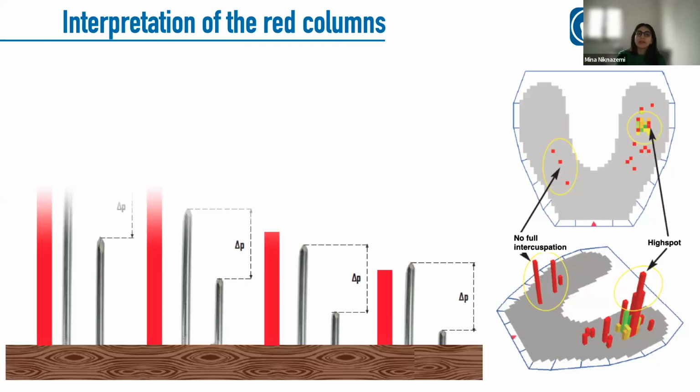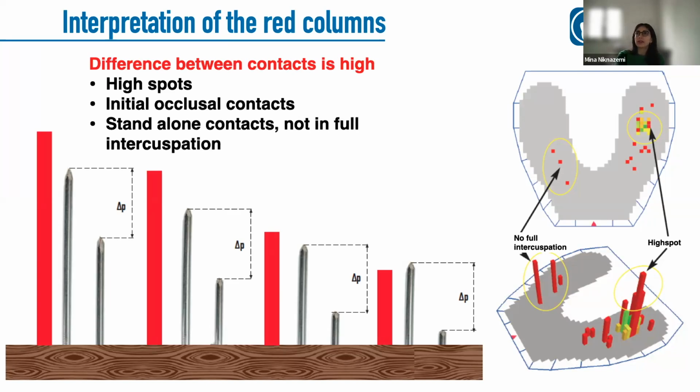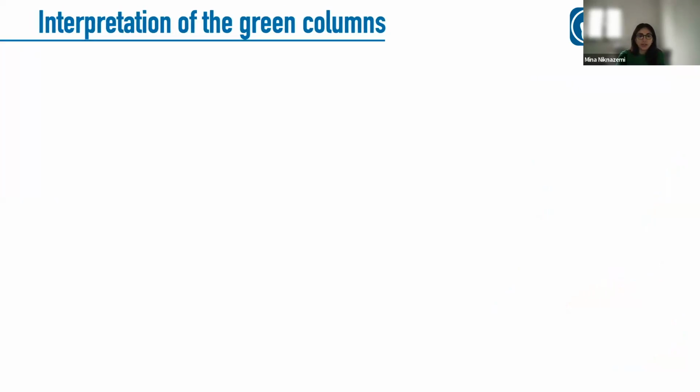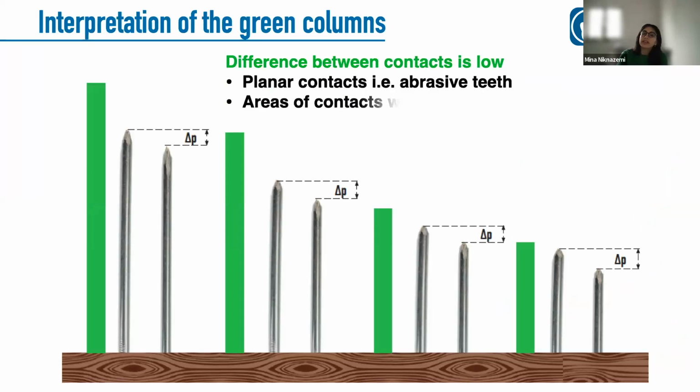Therefore, red columns indicate high spots, they indicate initial contacts, and standalone contacts that are not in full intercuspidation. Whilst green indicates a low pressure change. So this would be the case for planar contacts on, for example, abrasive teeth or adjacent contacts with similar pressure.